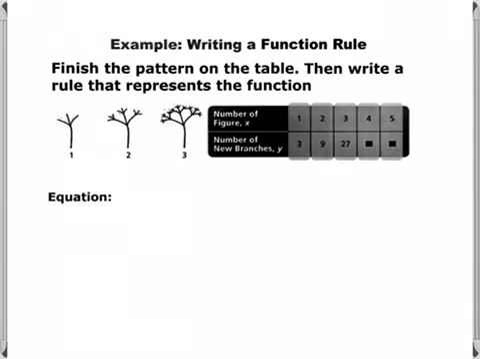All right, so on the last example, they want us to finish the pattern and then write the equation for the pattern. So in this case, they're increasing the number of figures and keeping track of the number of branches. So as we see here, from 3 to 9 is either adding 6 or multiplying by 3. Then they go from 9 to 27, so adding 6 is out. So let's say they're multiplying by 3.